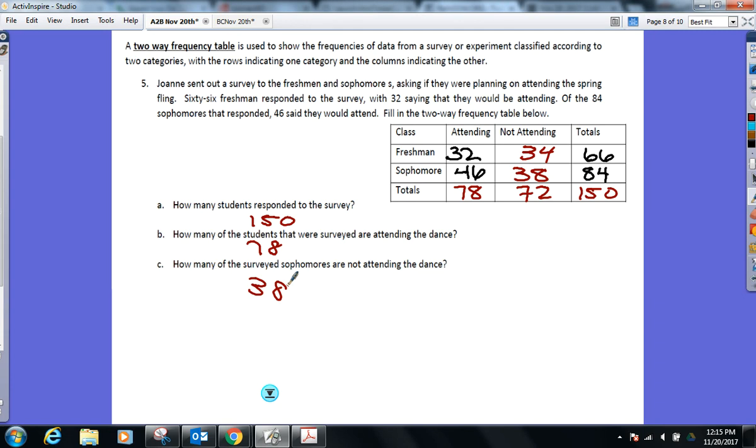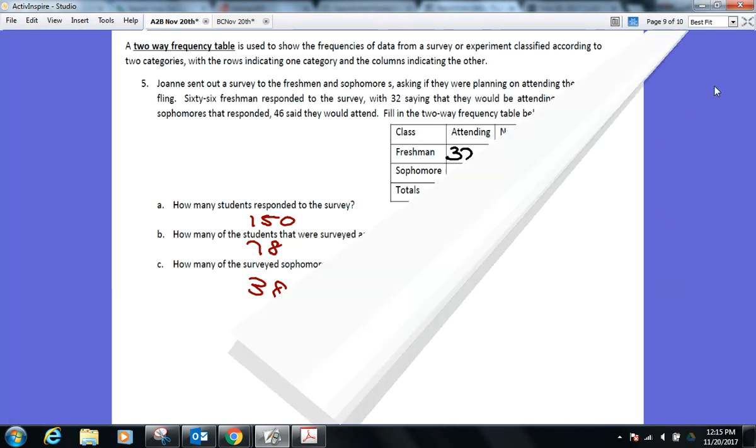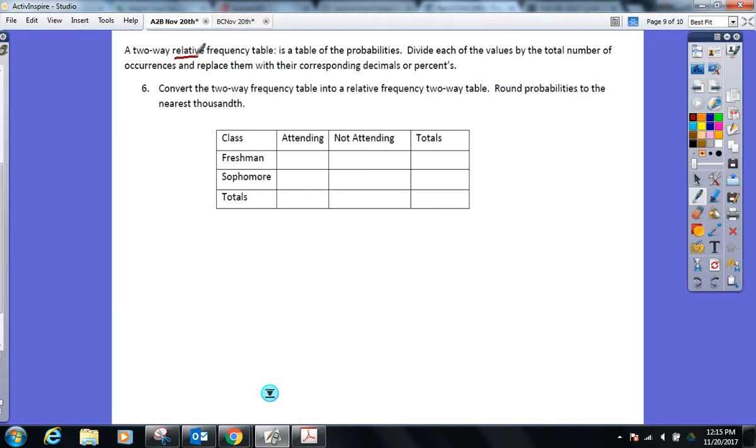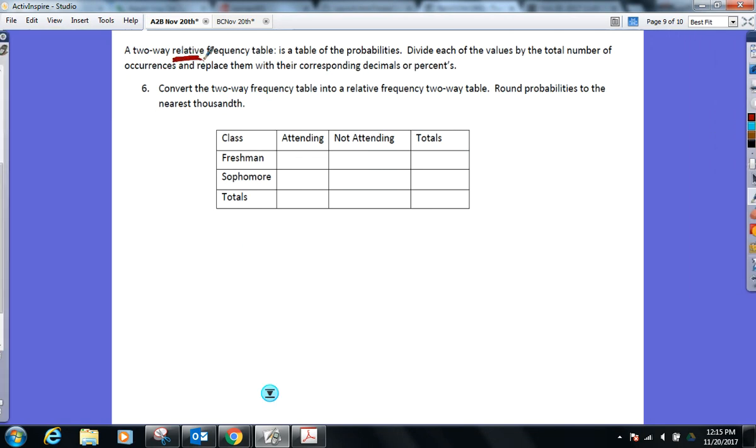This is called the two-way frequency table. Now let's change this frequency table and actually put the probability a freshman is attending. That's what I want to do next. If you go to the next table, it's not called a frequency table. It's called a relative frequency table, where I don't want to know the number of people. I want to know the probability. So what's the probability a freshman is attending? That's what I'm going to put here, and we're going to round it to the nearest thousandth. I'll do the first one with you and then let you go on your own.